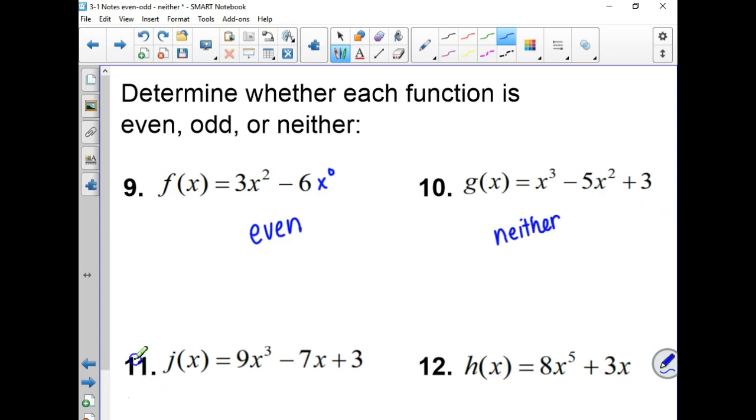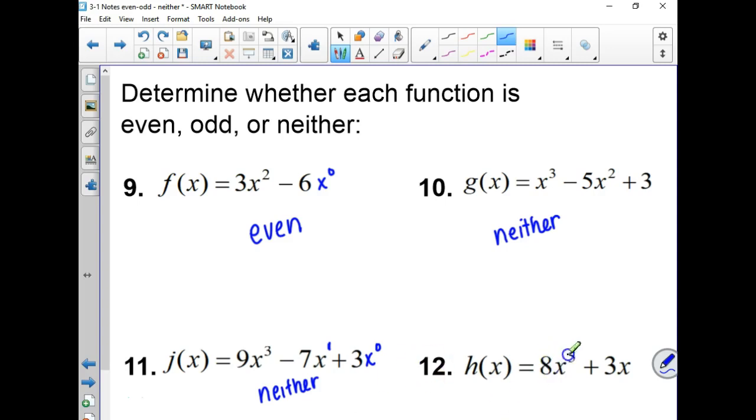If we look at number 11, it initially looks like it might be an odd function. We've got 9x to the third, odd power, minus 7x. That doesn't have an exponent, but we could put a 1 there with it, which is an odd power. But we have this coefficient on the end. And remember I said a coefficient doesn't have an x, but we could put an x to the 0. 0 is an even number here. So in this case, number 11 is neither odd nor even.